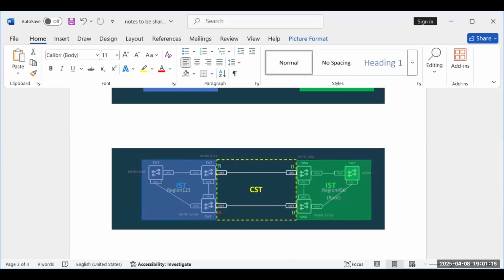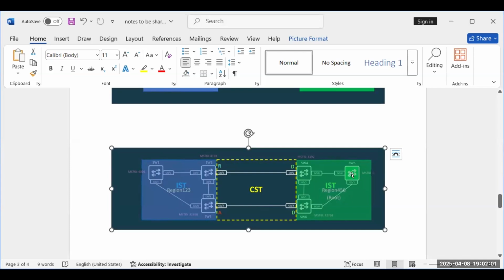So what definition did we give for common spanning tree initially? It's the connection between the MST regions. Common spanning tree is the connection between the MST region and the non-MSTP switches. What is the IST definition we gave? IST instance will run on each MST region, and it is the only instance that sends and receives BPDUs within the logical interface. Within this, the BPDU packets will get exchanged.